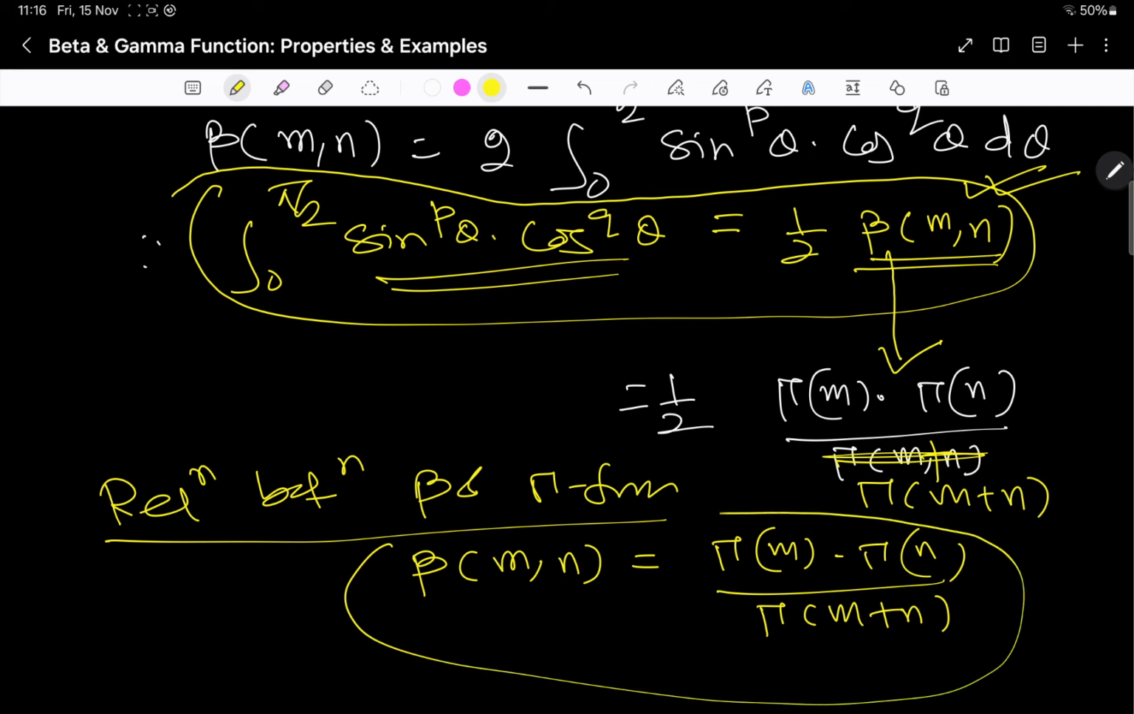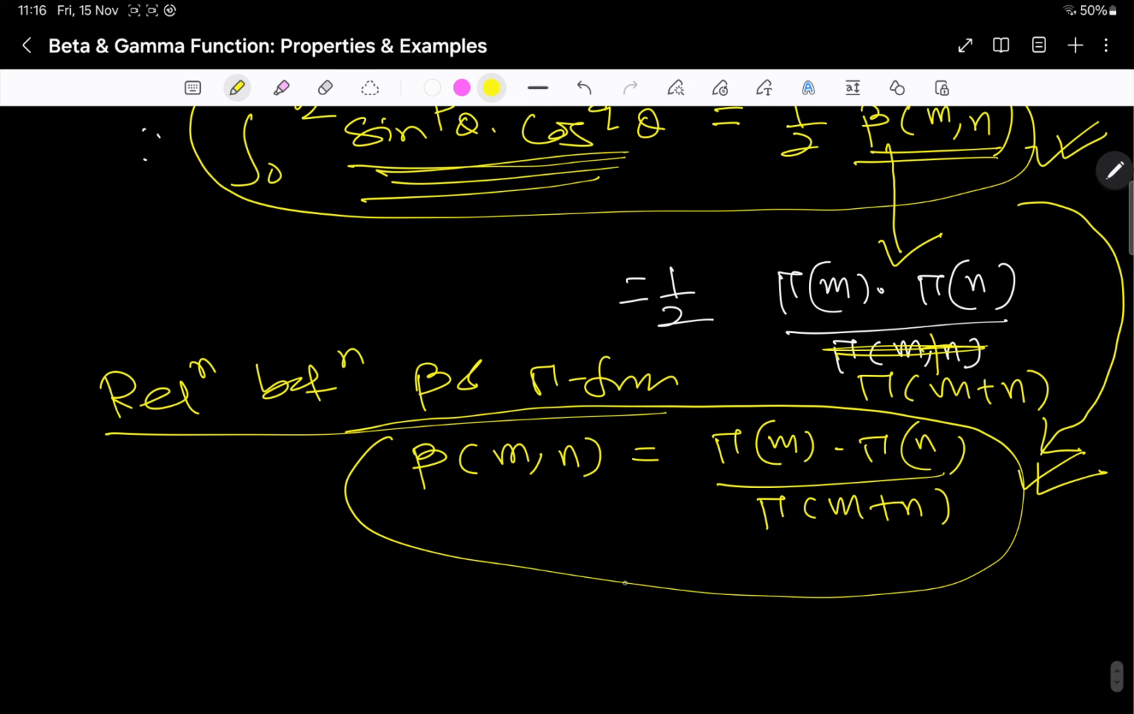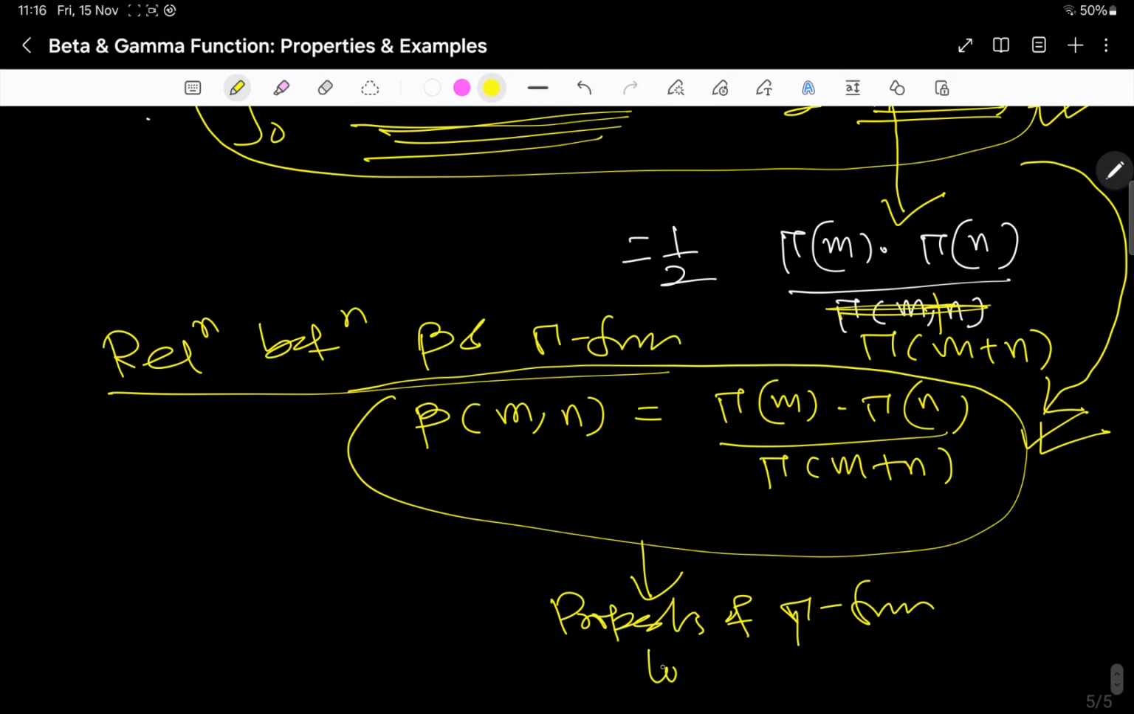Okay, so now we have already read the properties of gamma function. Now this type of integral is converted to a beta function, then the beta function is converted to a gamma function, and we apply the properties of gamma function to get the answer. So let us see one application here.